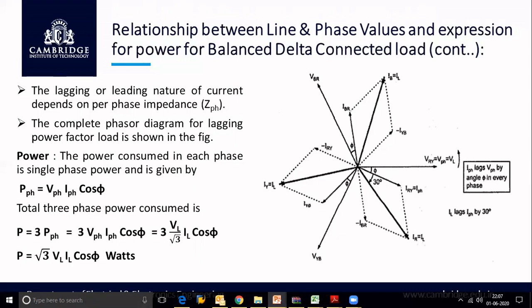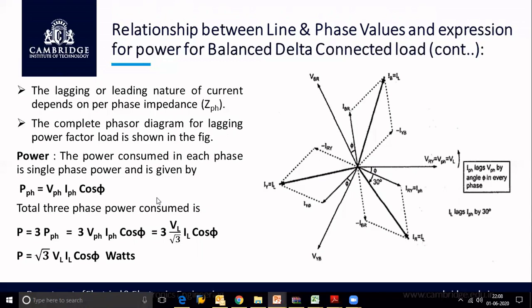And so this is a phasor diagram by considering a lagging power factor load. We have drawn the phasor diagram by taking the phase current. See, in delta connection, both phase voltage and phase current are equal, so anything we can take. This is the representation of the phase voltage, and your phase current is lagging the phase voltage by an angle phi if we consider an inductive load. So the complete phasor diagram is drawn for an inductive load.